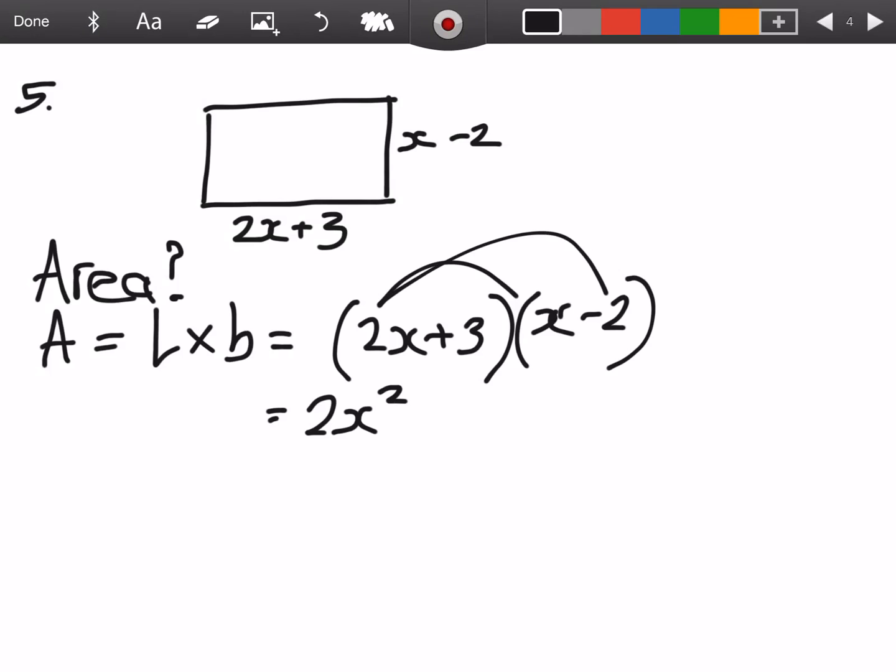And we're going to just multiply this out exactly the same as before. 2x squared, minus 4x, plus the 3 times each of the numbers in the second bracket, plus 3 times negative 2, negative 6.